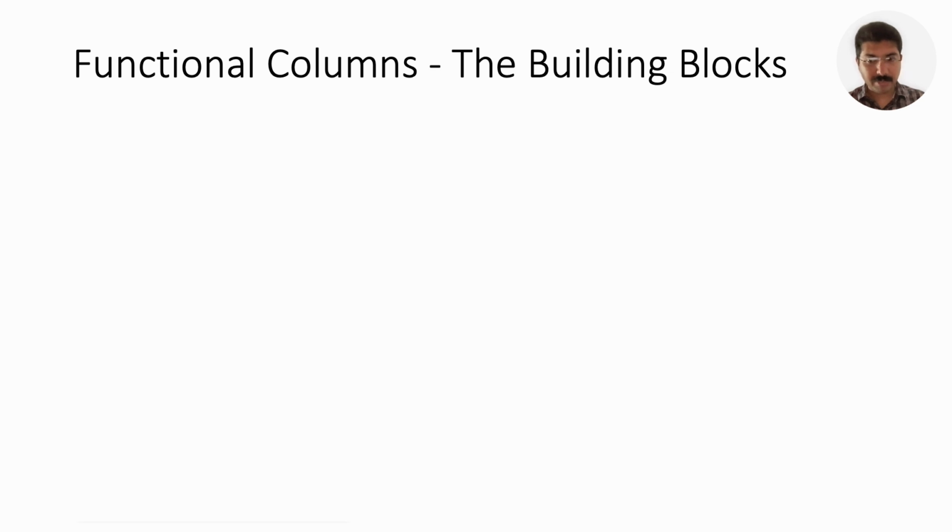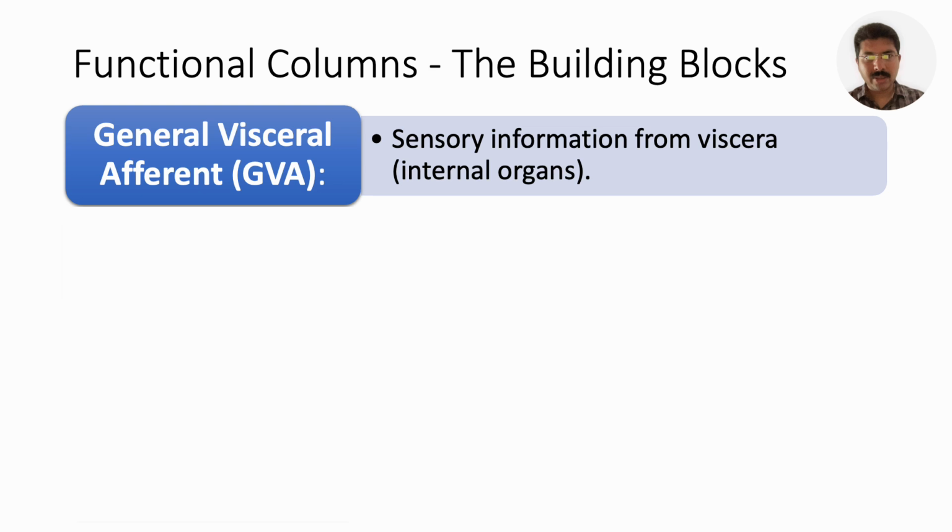Moving to sensory components, the general visceral afferent, or the GVA. These fibers carry sensory information from our internal organs or viscera. This includes sensations like distension or stretching of organs, pain from internal organs, and changes in blood pressure or blood chemistry. For example, GVA fibers tell you when you are full after eating or when you are experiencing abdominal discomfort.